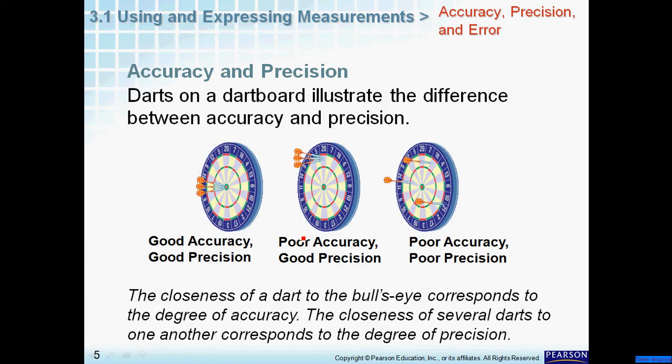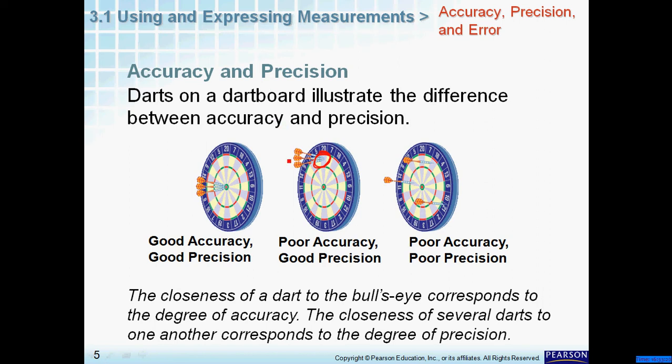All right. Here's some examples. For accuracy, we need one bullseye. Here we have 3 bullseyes, which means we have good accuracy and good precision. If I have three darts that hit all in the same area, but are not near the bullseye, I've got good precision, but poor accuracy.